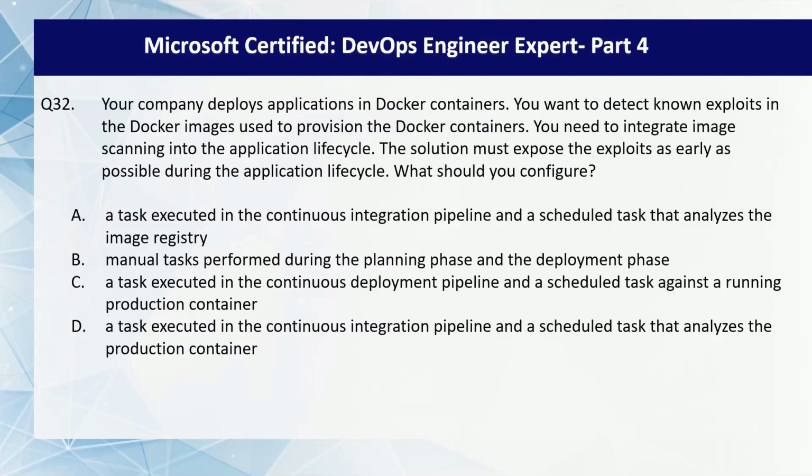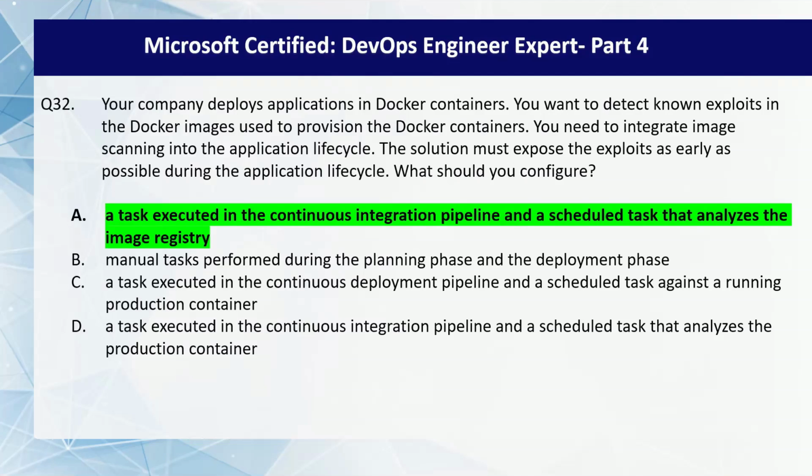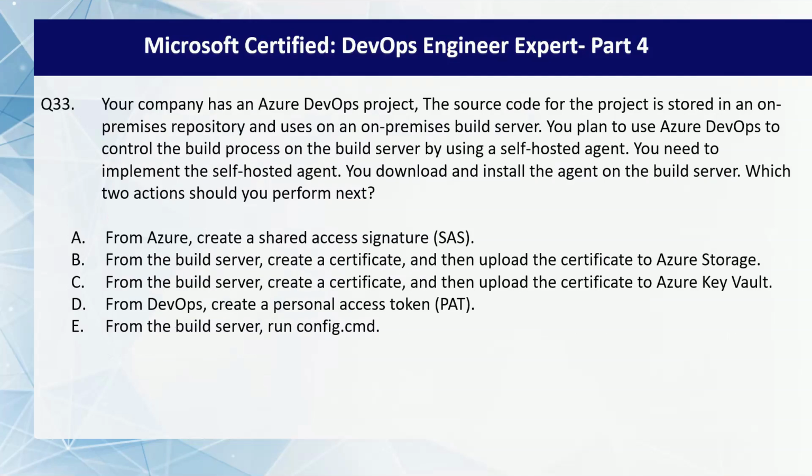Now, friends, to detect known exploits in Docker images as early as possible in the application cycle, you should scan images during the continuous integration pipeline and regularly scan the image registry. This ensures vulnerabilities are detected before deployment when the images are built and identifies new vulnerabilities in the stored images even after deployment. Next question.